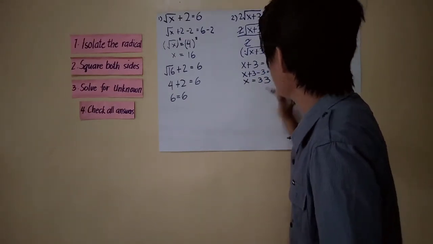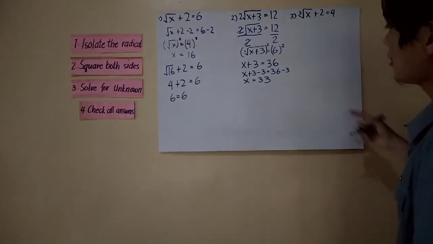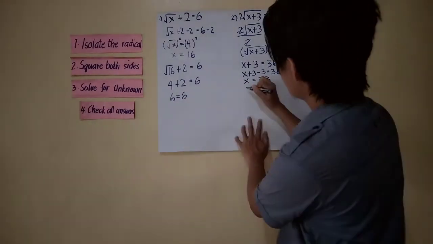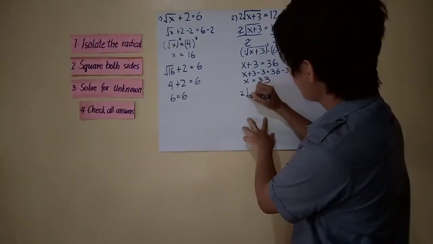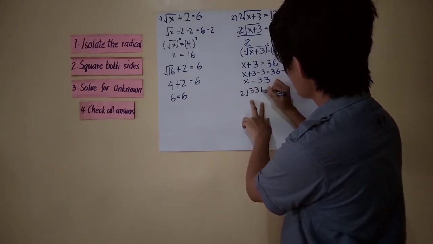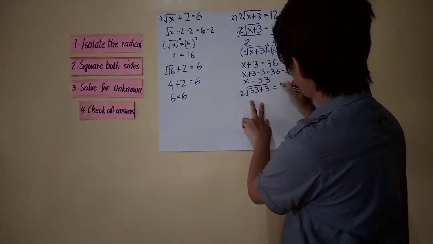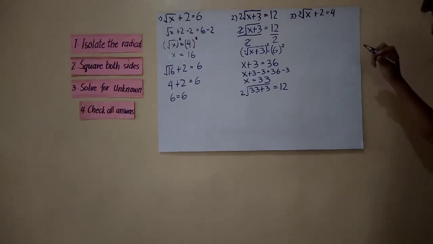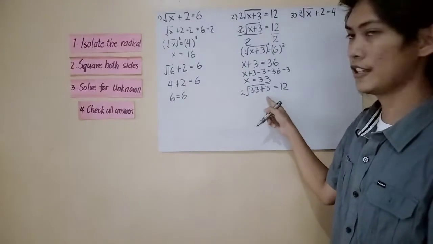Now let's check whether 33 really is the correct answer. We substitute the value of x into our given. So it becomes 2 square root of 33 plus 3 is equal to 12. Now we add 33 and 3, the radicands.